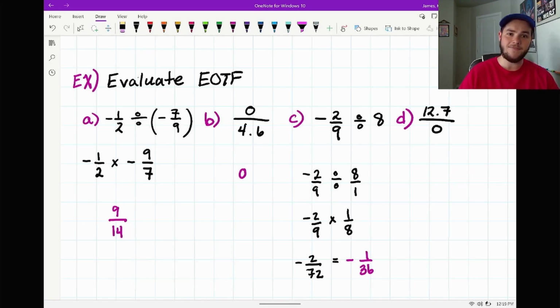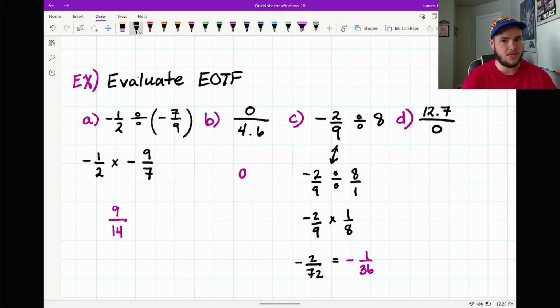So when I see negative 2 over 9 divided by 8, I can think of that as the equivalent problem, negative 2/9 divided by 8 over 1. And now I can treat this just like I would part A, where to divide by a fraction, I multiply by its reciprocal. So I rewrite this problem as negative 2/9 times 1/8. Now I multiply my numerators and denominators together separately, and that leaves me with negative 2 over 72.